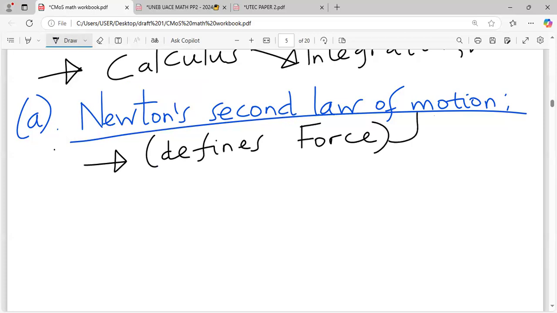You all know that. Newton's second law defines force. But it talks of the rate of change of momentum as being directly proportional to the applied force, provided that change takes place in that direction in which the force is applied. So here, we simply define the force, but we all know that force is MA.